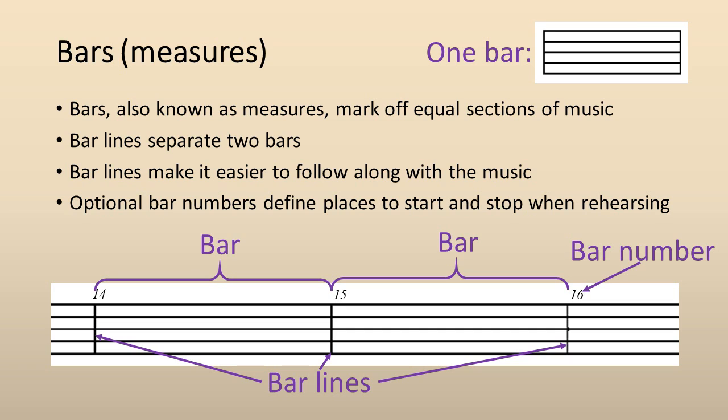Now you know what we meant when we said that the top number in the time signature indicates how many beats will be in each bar. The number is usually between 2 and 6.